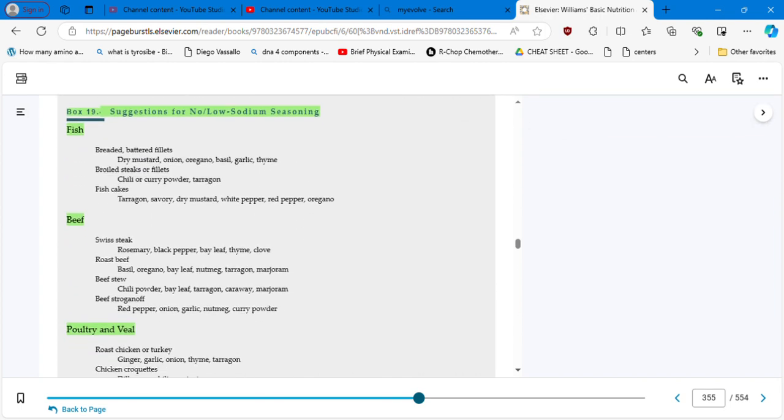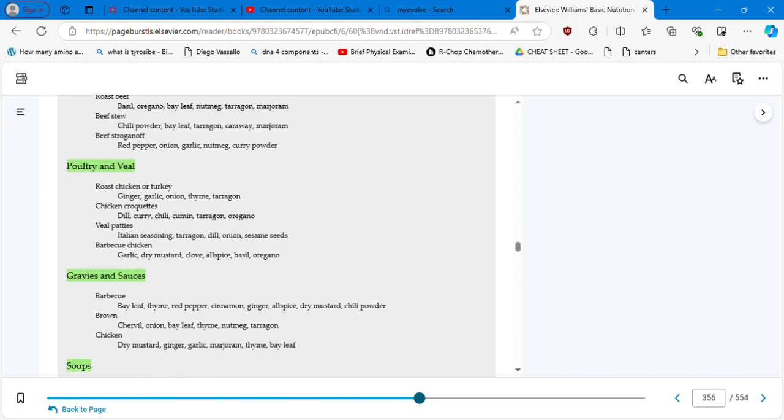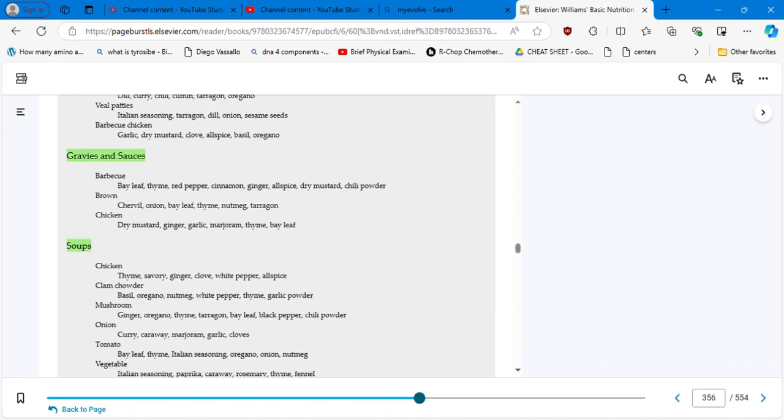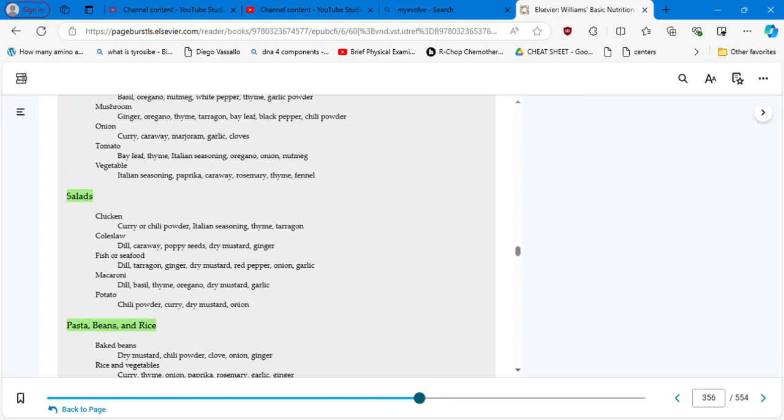So we have fish. For the fish, we have tarragon, savory, dry mustard. For the beef, red pepper, chili powder. For the poultry, this part in the book is excellent, let me tell you, because it's going to give you ideas of how to prepare your meals. This is the part that I really like. It's amazing, really. And please take advantage of this.